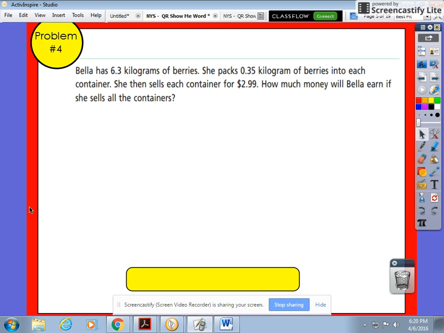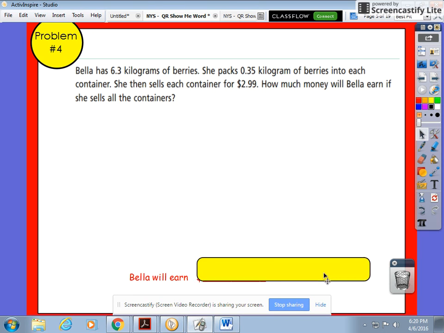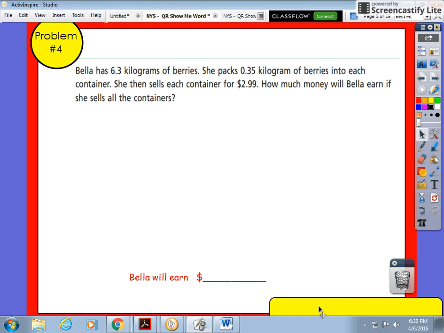So again, we want to start off with a sentence because that helps to make sure that our answer seems reasonable. So you can see that my sentence is "Bella will earn dollars." Now, let's go back to this problem and let's think about what's happening. Again, in 5th grade, we have lots of hidden questions, and this problem also has a hidden question. So, before we can figure out how much money she's going to earn, we have to figure out how many containers she's going to have to sell.